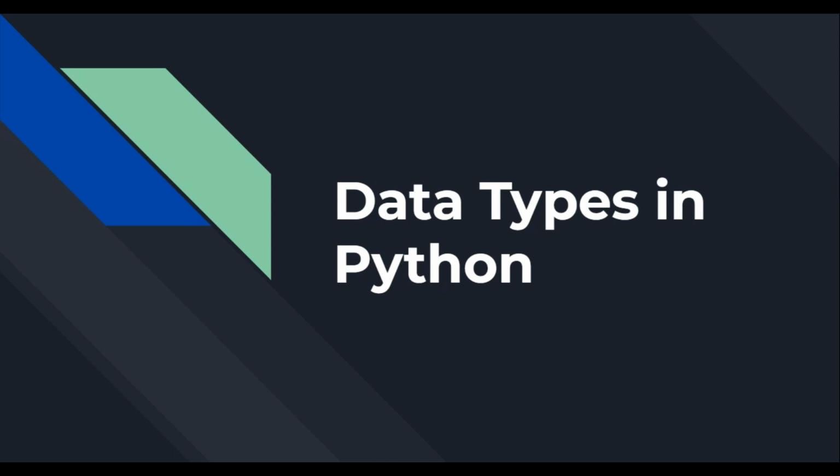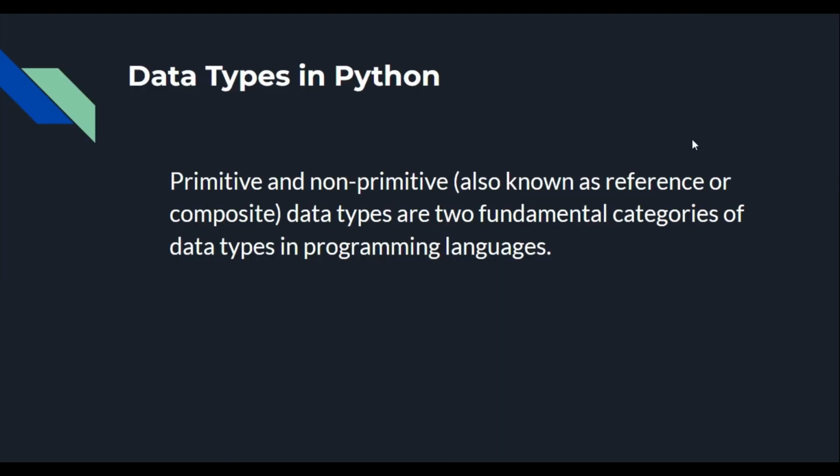So now we will start a new topic, that is data types in Python. There are two basic categories of data types in any programming language: primitive data types and non-primitive data types. Non-primitive data types are also called derived data types, right? Why are these called derived data types? Because they are built on top of primitive data types. So primitives are the basic data types, and non-primitives are derived or composite data types.